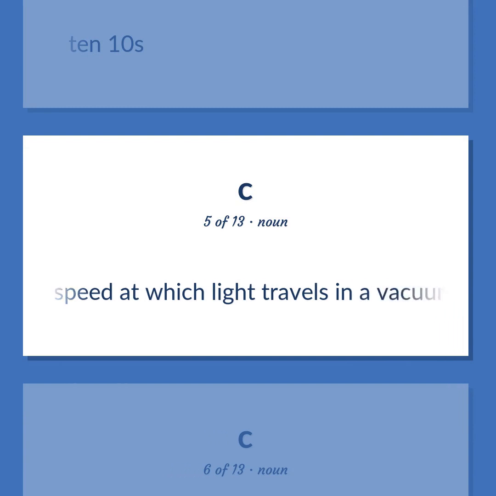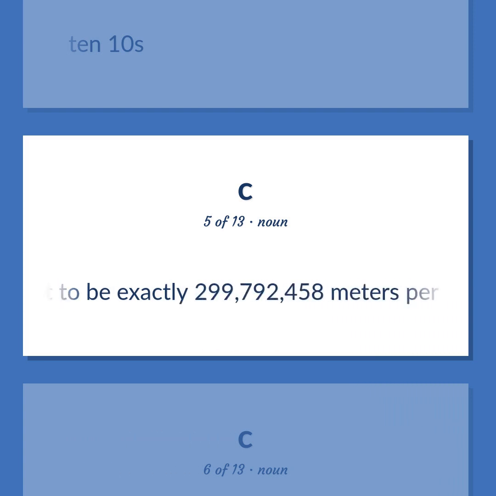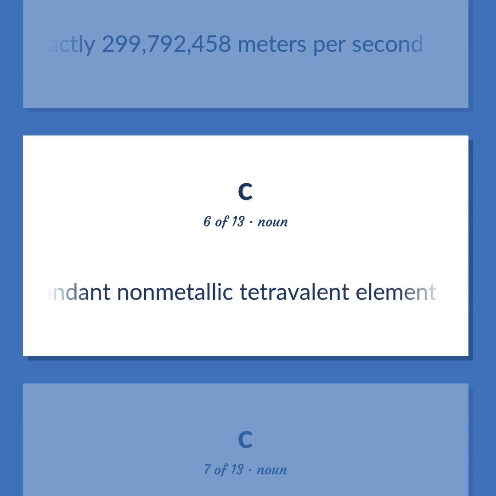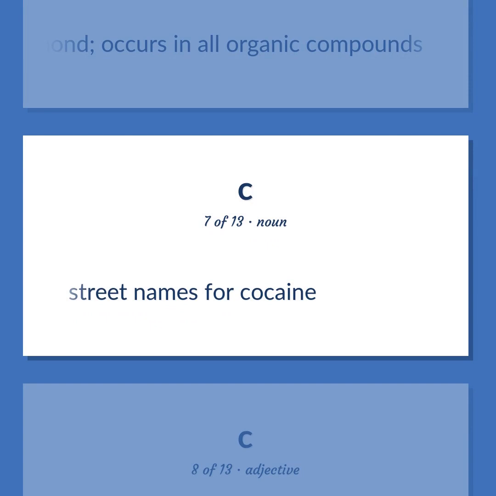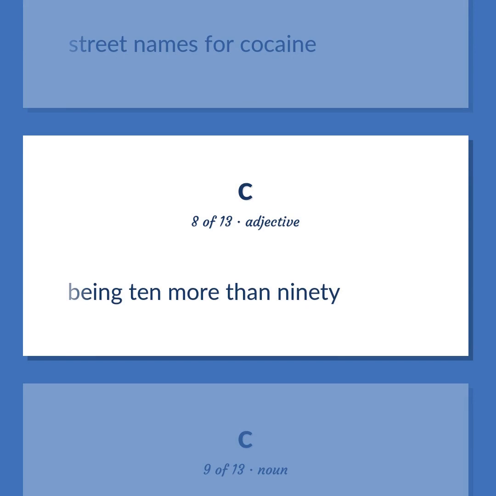The speed at which light travels in a vacuum. The constancy and universality of the speed of light is recognized by defining it to be exactly 299,792,458 meters per second. An abundant nonmetallic tetravalent element occurring in three allotropic forms, amorphous carbon and graphite and diamond, occurs in all organic compounds. Street names for cocaine. Being 10 more than 90.